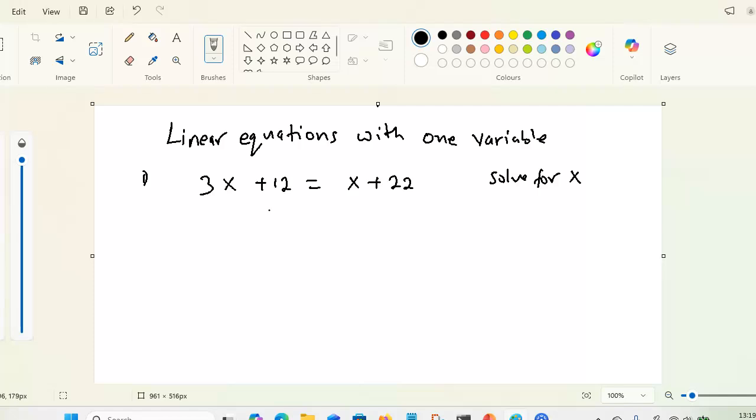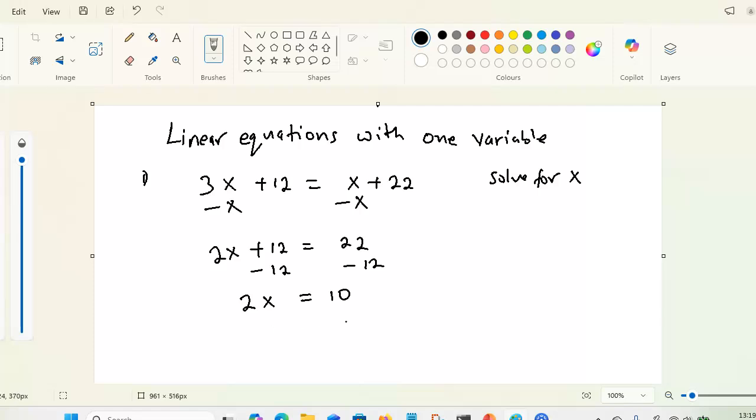So we could easily start by taking an x away from here, minus x on this side and minus x on this side to get all the x's together, because x minus x will be 0, 3x minus x will be 2x plus 12 is equal to 22. And then we want to get rid of the 12 here, so we'll take the 12 off here, minus 12 here as well. So we'll end up with 2x equals 22 minus 12, which is 10.